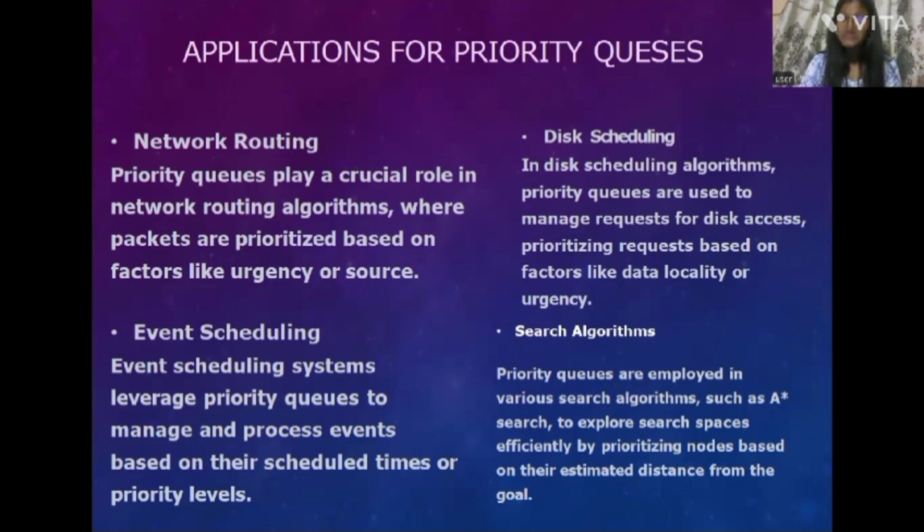Search algorithms. Priority queues are employed in various search algorithms such as A star search to explore search spaces efficiently by prioritizing nodes based on their estimated distance from the goal.